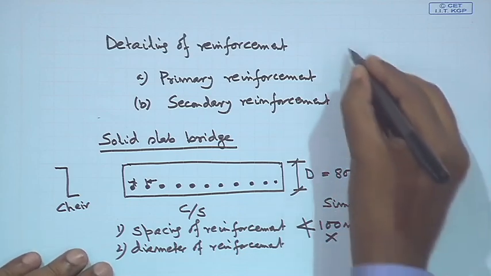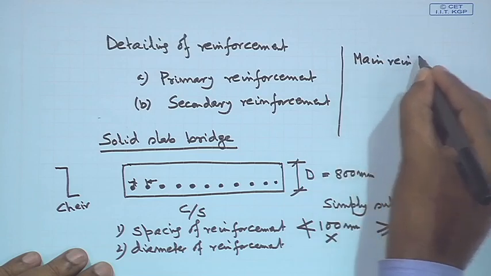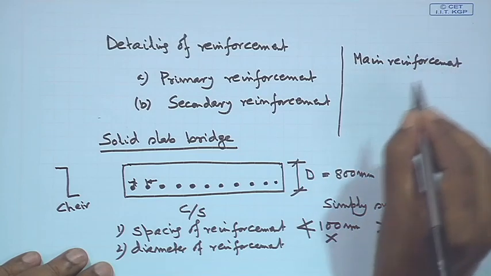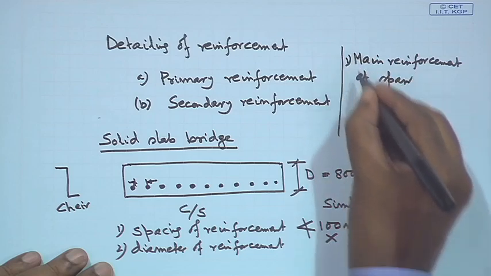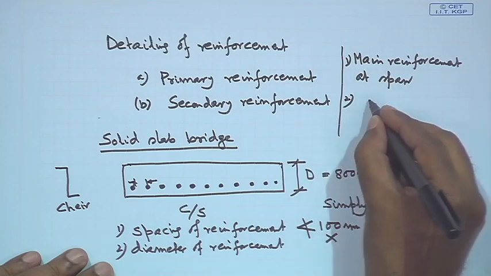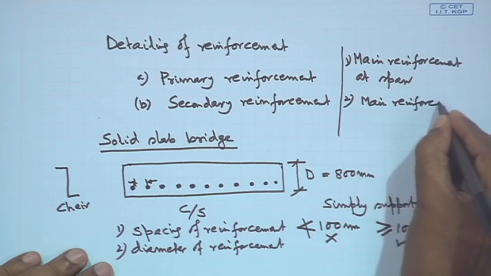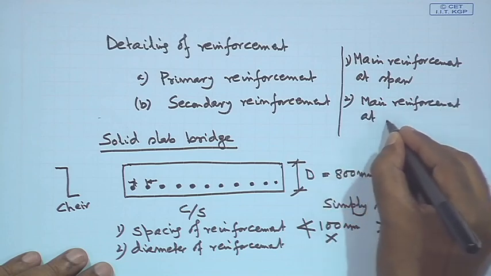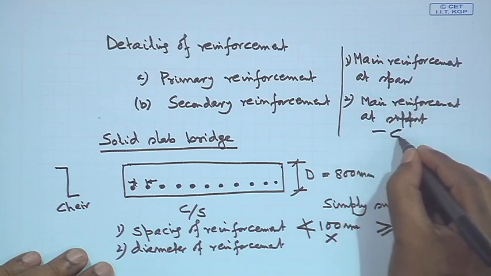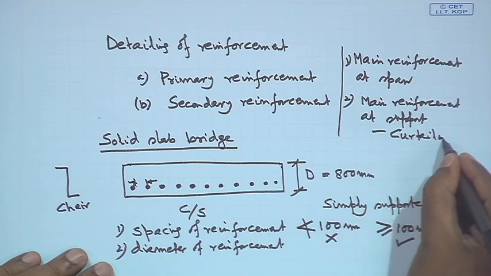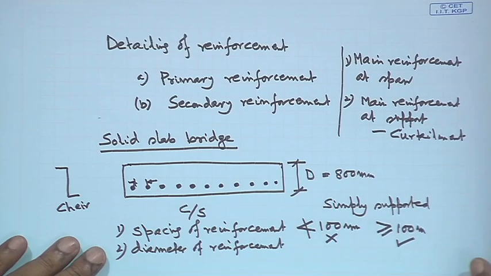Then the next thing is main reinforcement at span and main reinforcement at support. That means there will be a curtailment of reinforcement here, because the bending moment is less here. So, you should have some idea of where you will curtail the reinforcement.